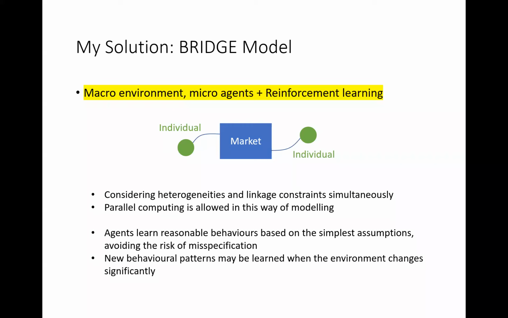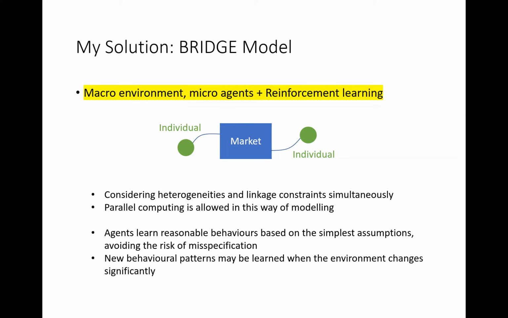Because if we specify the behavior function of consumers or producers, they may not work like that. So this may lead to misspecification risks. And also when the environment changes largely, if we just specify the behavior function, their behaviors will not change. But in this solution, in my solution, new behavioral patterns may be learned when the environment changes largely.